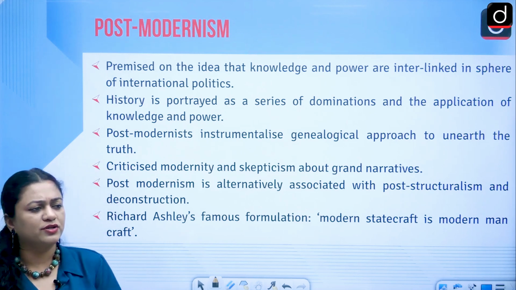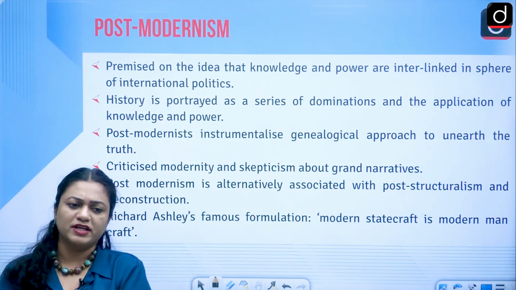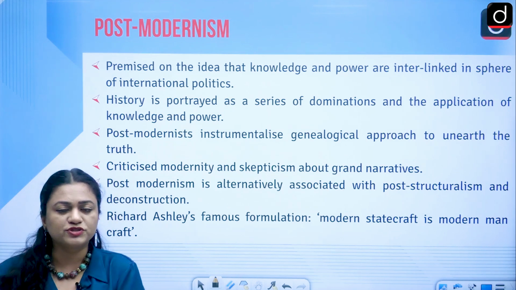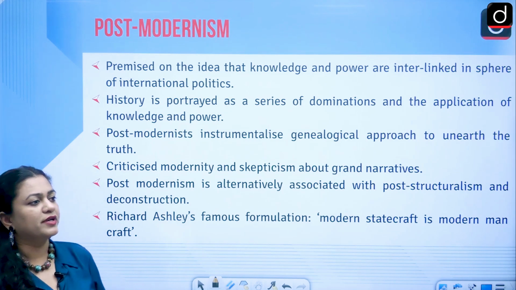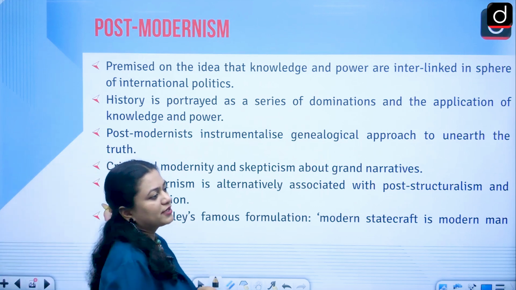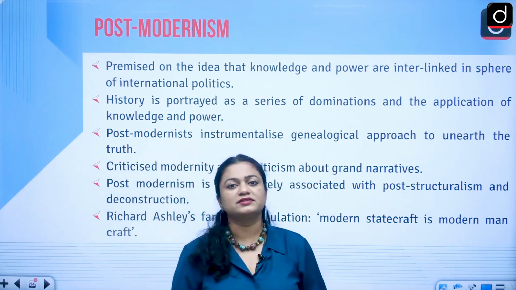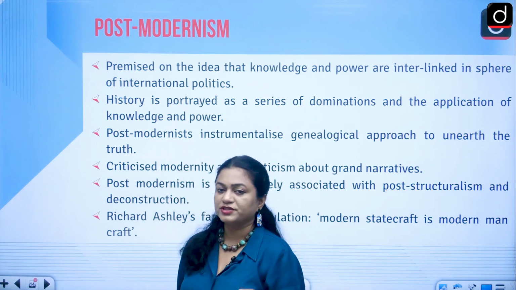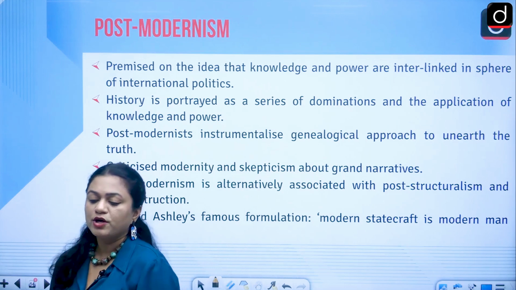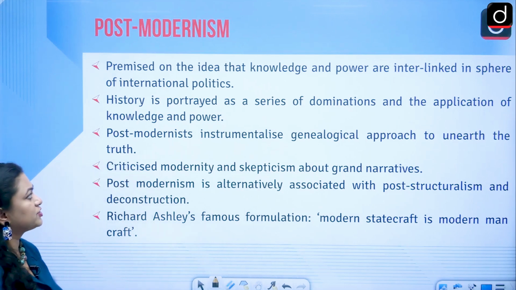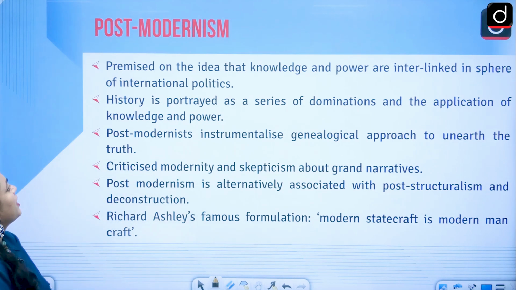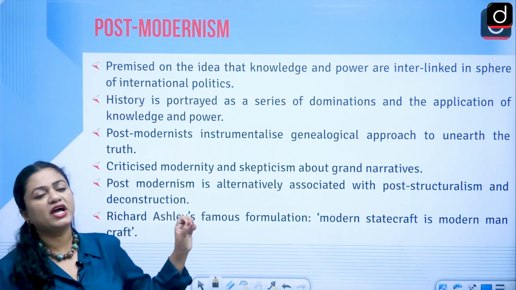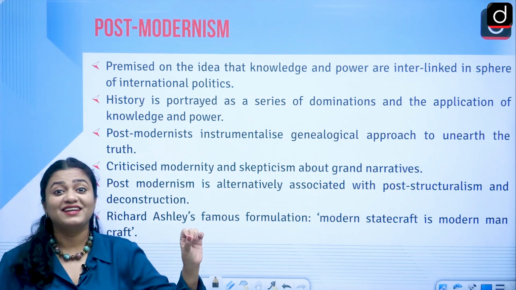It is sometimes also called post-structuralism. Some of the theories from other social sciences, Foucault's theories, Derrida, and all these theories were also utilized by the postmodernist writers in international relations, premised on the idea that knowledge and power are interlinked.